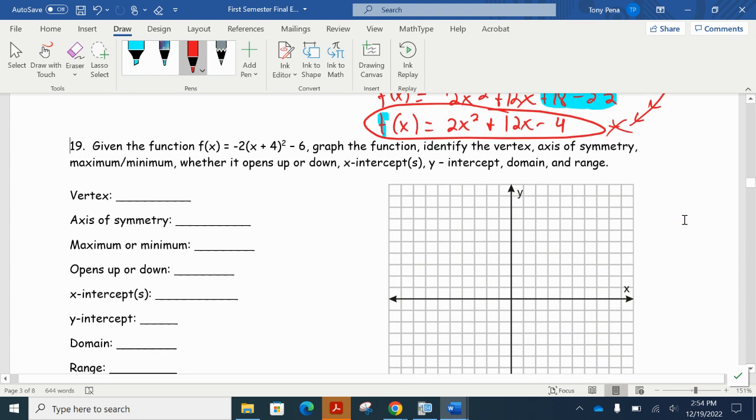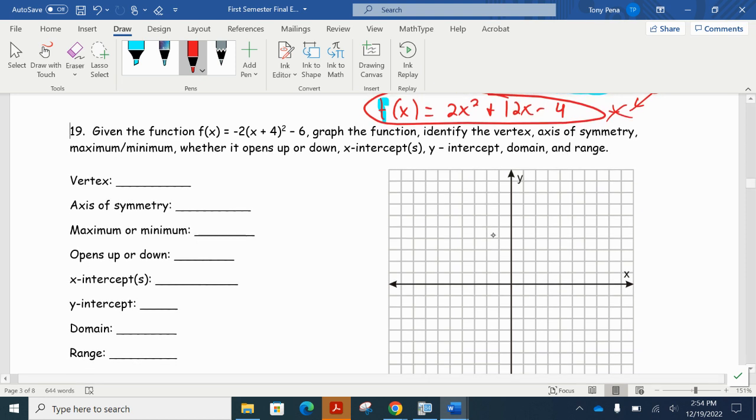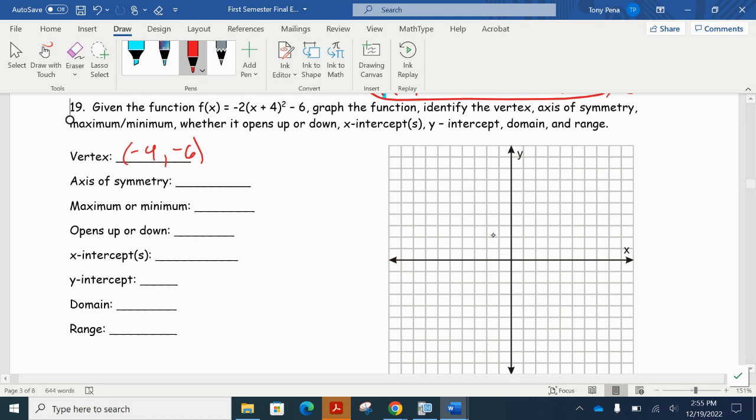19. Did a bunch of these. Been a while, but a big part of that second chapter. This is in vertex form, so that's nice. Our vertex should be (-4, -6), if you remember, so let me plot this point. -4, 1, 2, 3, 4, 5, 6. So this is going to be a parabola that opens downwards. The reason we know it opens down is because of this negative that's in front of the parentheses, that -2.